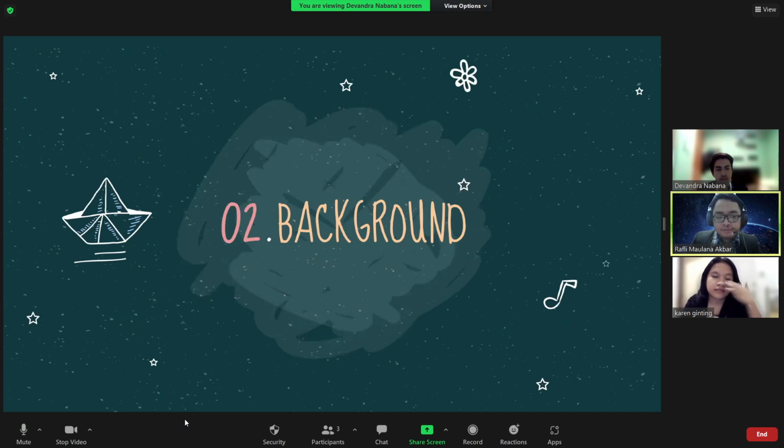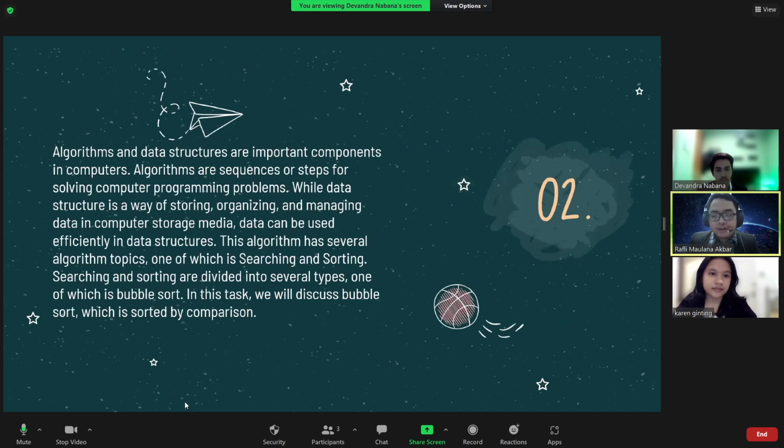Shall we begin? And this is the background. Algorithms and data structures are important components in computers. Algorithms are sequences or steps for solving computer programming problems, while data structure is a way of storing, organizing, and managing data in a computer storage media. Data can be used efficiently in data structures.